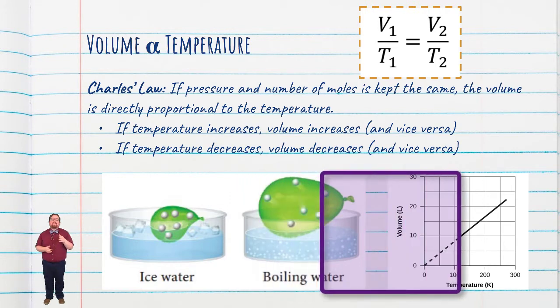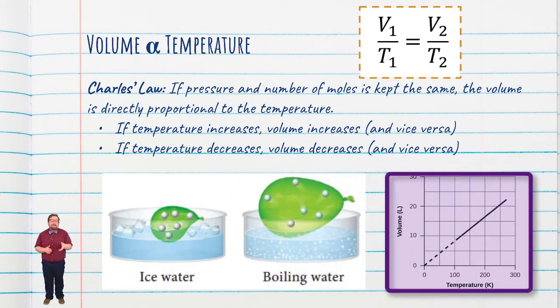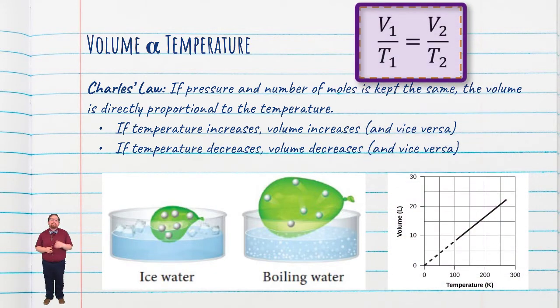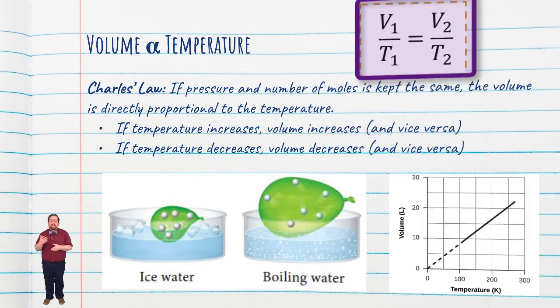This gives us a very similar looking graph and equation to the one we just saw a minute ago. For Charles's law, the equation is V1 over T1 equals V2 over T2, where the 1's are the initial volume and temperature, and the 2's are the volume and temperature after one of those variables changes. Again, if you know 3 of those values, you can find the 4th.